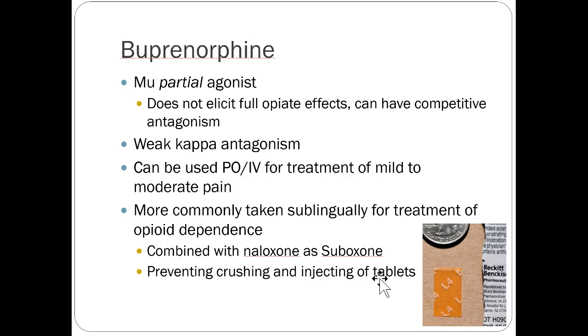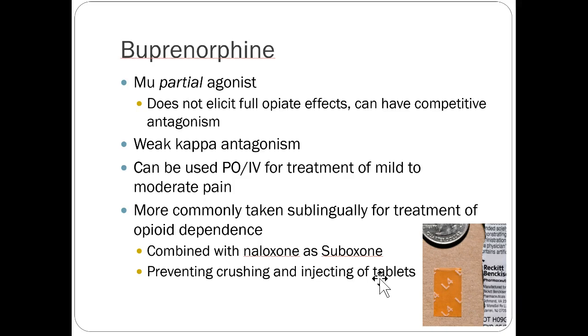It doesn't elicit full opiate effects. It has competitive antagonism properties. It also has some weak kappa antagonism. It can be used PO or IV for the treatment of mild to moderate pain, and more commonly taken sublingually for opioid dependence. So this is your methadone alternative for people who have chronic opioid dependence.